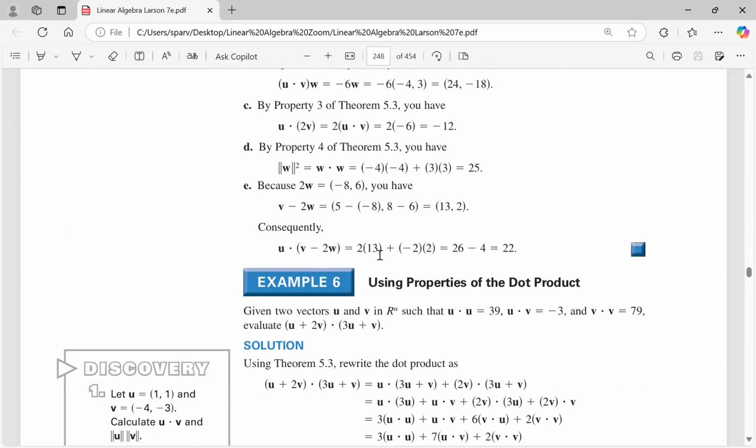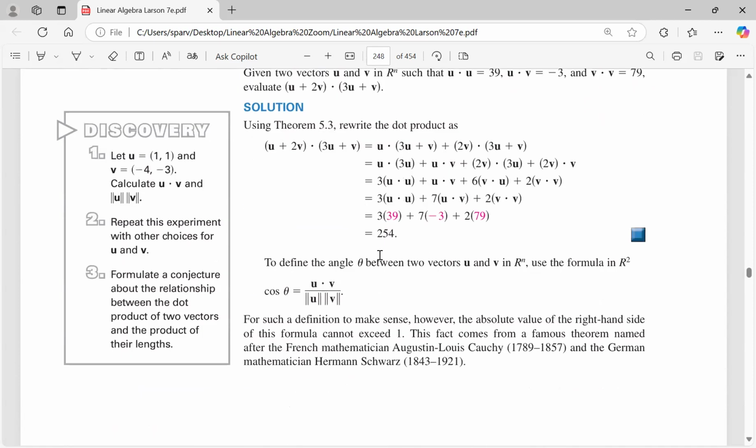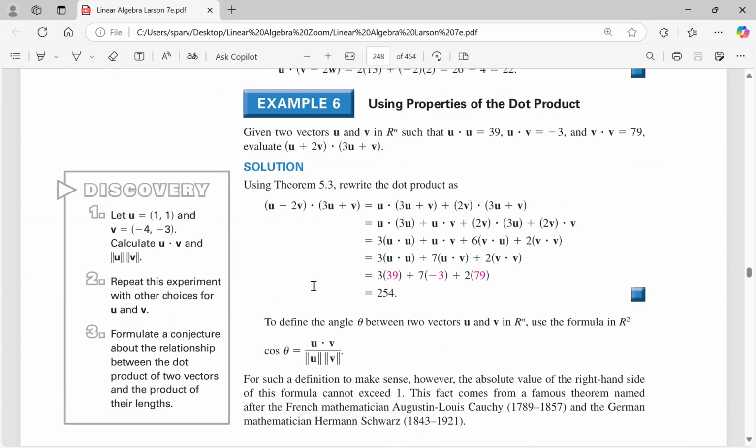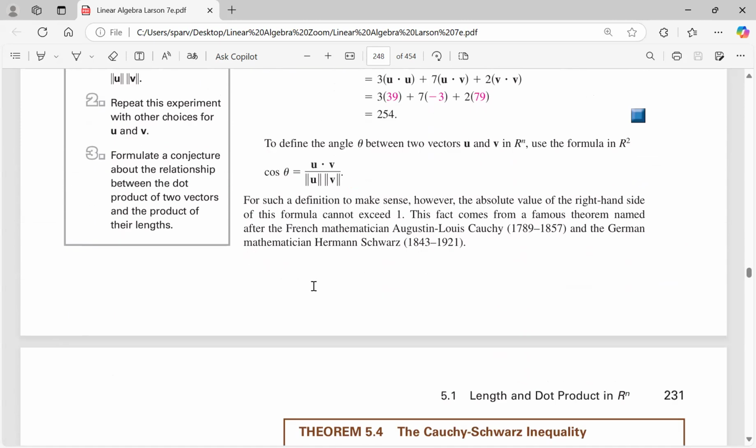Now, let's say we want to find this time the angle between two vectors. So how are we going to do that one? Well, maybe it's a little early. We'll do that in just a moment following this next theorem.